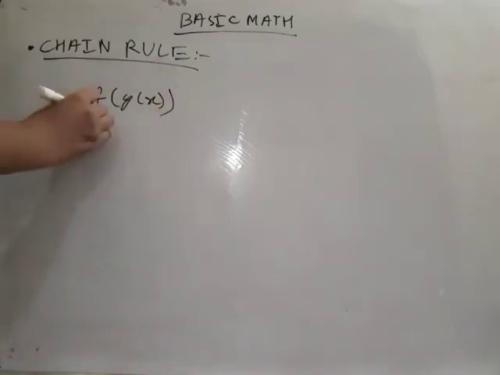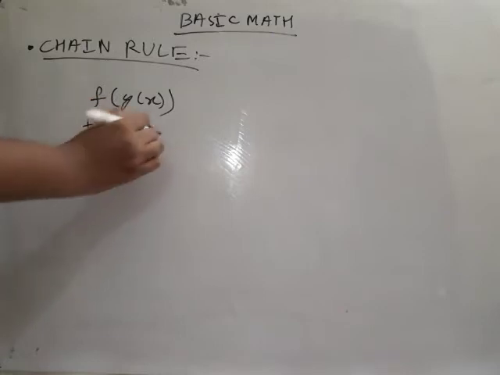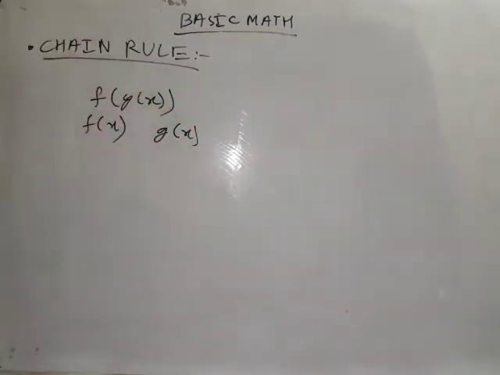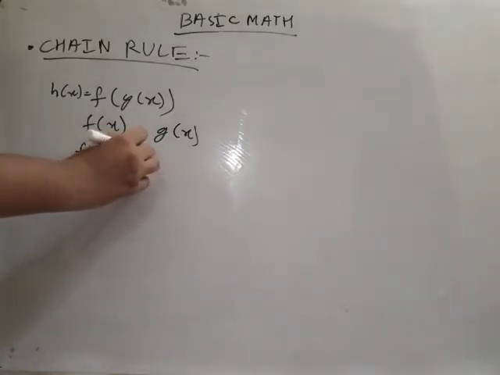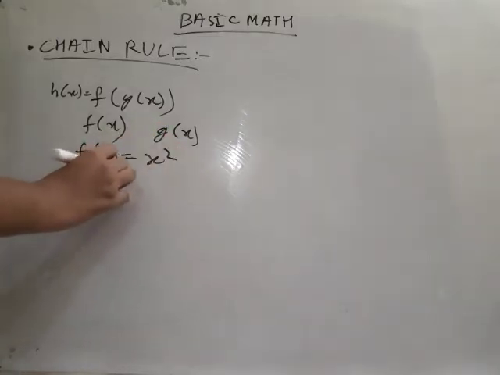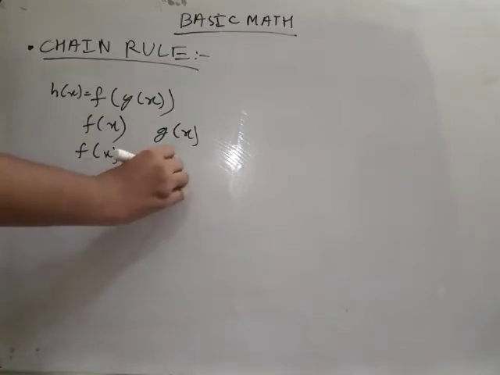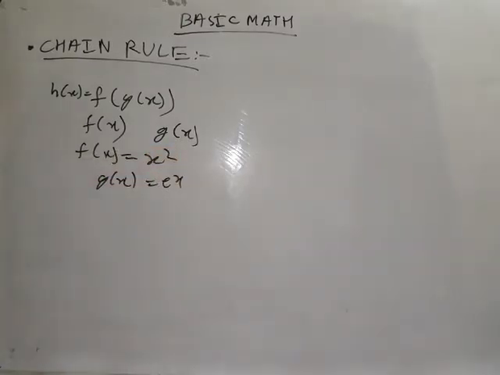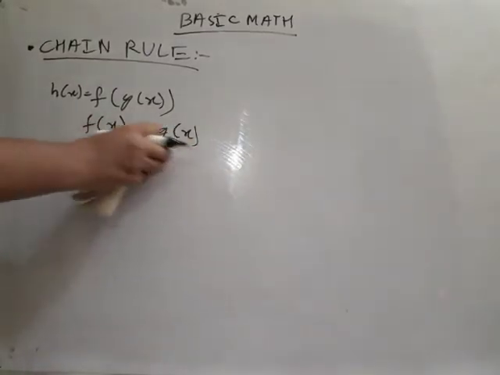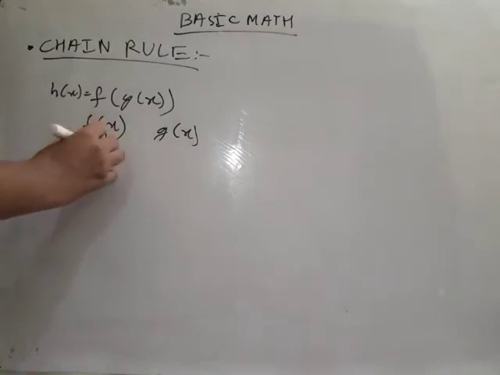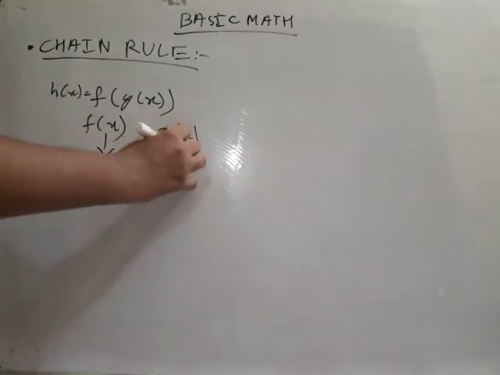This can also be a function. Suppose f(x) and g(x) are two separate functions. We can also write another function which is h(x) equal to f(g(x)). Now what is f(g(x))? Suppose f(x) is x square and g(x) equal to e to the power x. Okay, or let us take the opposite, so as to have a better understanding. f(x) equal to e to the power x, g(x) equal to x square.